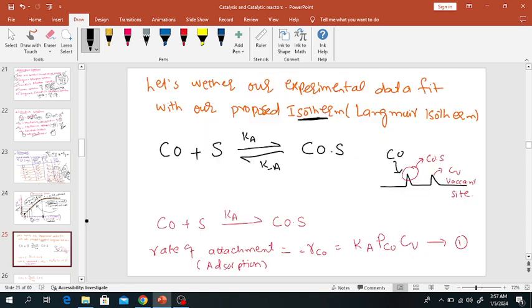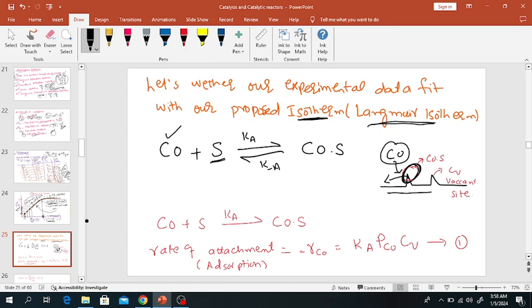Now let's see whether our experimental data fits with our proposed Langmuir isotherm. We make an isotherm for the adsorption of carbon monoxide. This is a carbon monoxide molecule, and this is the active site, the catalyst site. This is the catalyst, and this is the active site of the catalyst. The carbon monoxide molecule is adsorbing on this site. This is the adsorbed carbon monoxide molecule on the active site, and this is the vacant site. There is no molecule on this site of the catalyst.